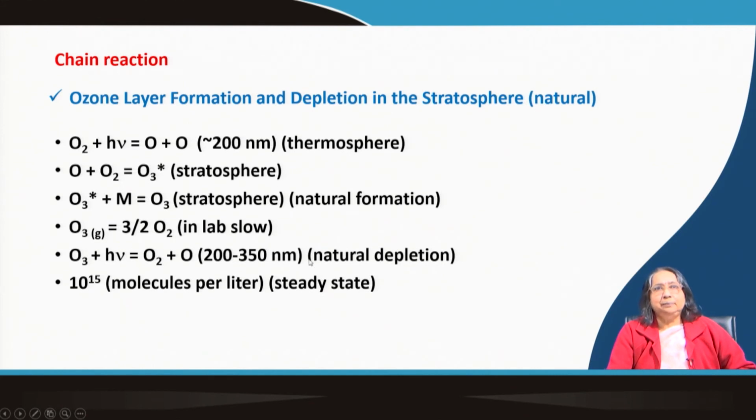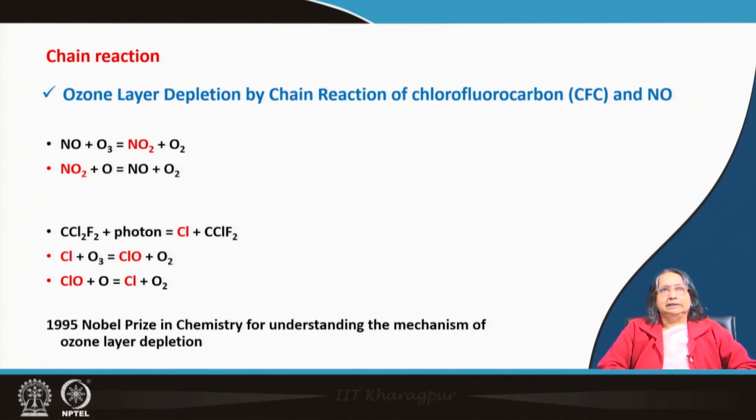So, formation and depletion are going on naturally to maintain the concentration of ozone. This is steady state. So, 10 to the power 15 molecules of ozone per liter is maintained, and it is protecting us from the UV light. We all know that the ozone layer is a protective layer. Okay. Now, what is happening? Due to some man-made activities, this ozone layer is getting depleted.